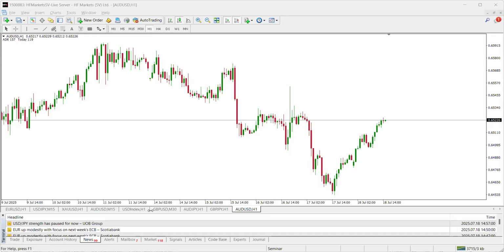Let me see. I think I've been talking about these ones long before now. What is the difference between a pullback and a retracement? It's just different language for the same thing. Retracements and pullbacks mean practically the same thing.